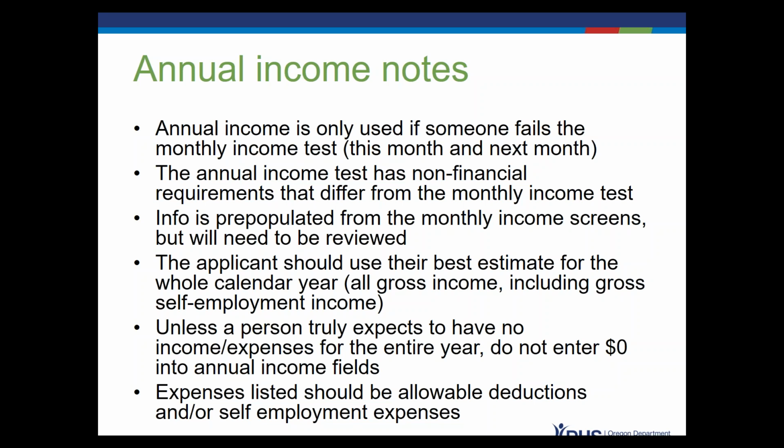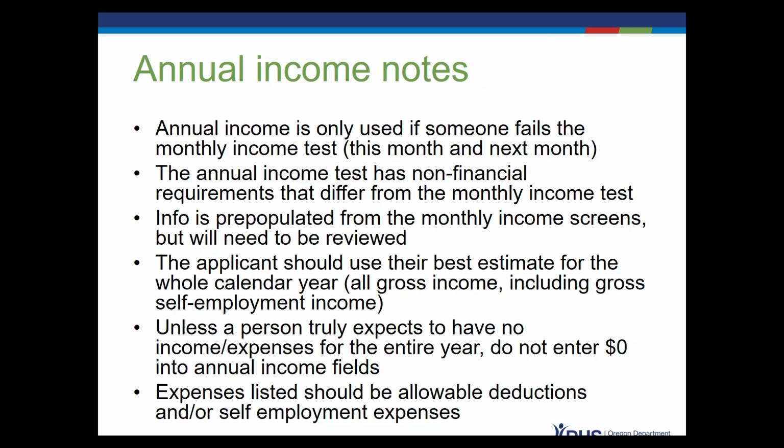Annual income is only used if someone fails the monthly income test. So if they are not eligible by this month's and or next month's income, then the annual income information may be used. A reminder that it has those non-financial requirements that are different from the monthly income test. So there are some reasons why people may not be eligible by this test either. Info is now pre-populated from those earlier income screens, but it does need to be reviewed, so it does require action.